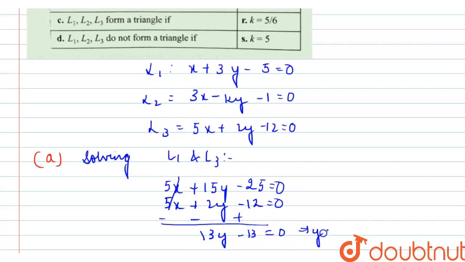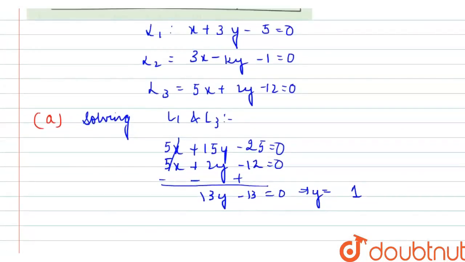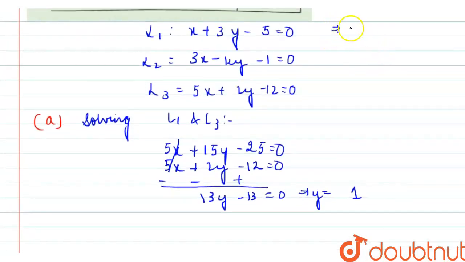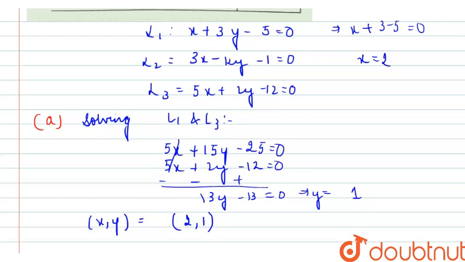So from here I get y is equal to 1. Substituting this y in any of the equations, let us substitute it in equation number 1. So I get x plus 3 minus 5 is equal to 0, so it implies that x is equal to 2. So therefore the coordinates are x comma y is 2 comma 1.